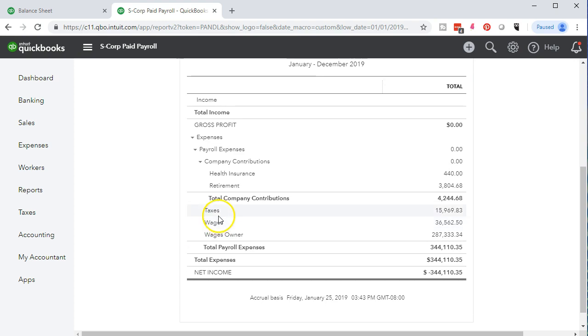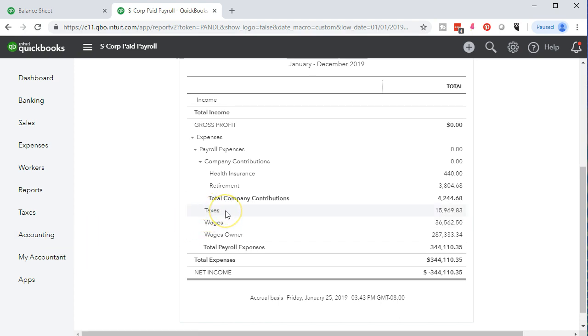QuickBooks default settings is to break out the taxes. Notice they just call them taxes here. They're really under payroll taxes. So you may want to go in and change the name and call it payroll taxes. They're under a subcategory of payroll, and therefore they just put taxes and wages here. But it's nice that they broke it out. If you want to just change the name, you could change the name in the account setting.